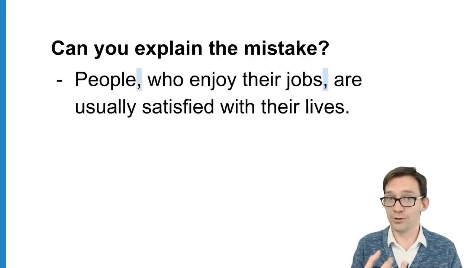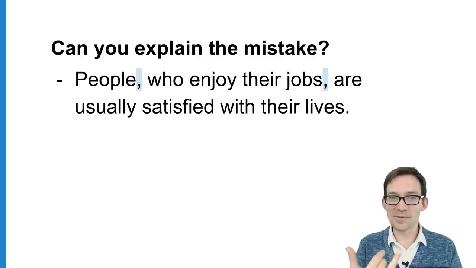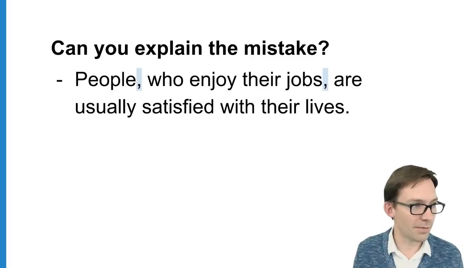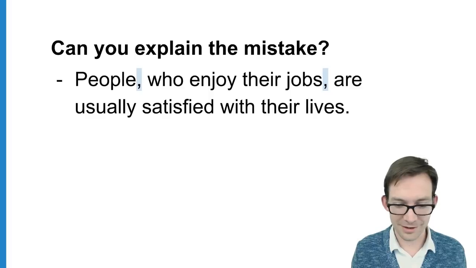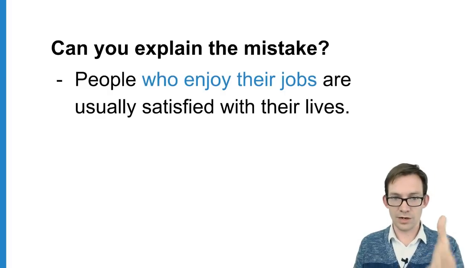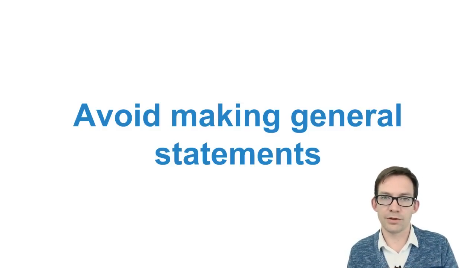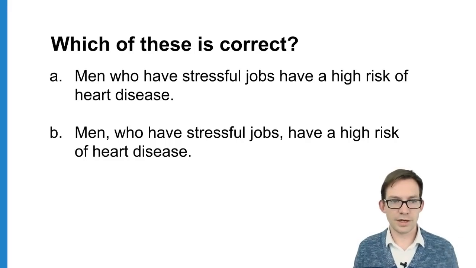Because not everybody enjoys their job. I know that. Not me personally, but I know that some people don't enjoy their jobs, and I know that some people aren't satisfied with their lives, which is unfortunate for them. But in this case, you need that information. So the moral of the story here, the point is you need this information in order to avoid making general statements, okay? Watch out when students put the commas down, they're creating this kind of generalization that you have to watch out for. So on that point, look at these two sentences really quickly.